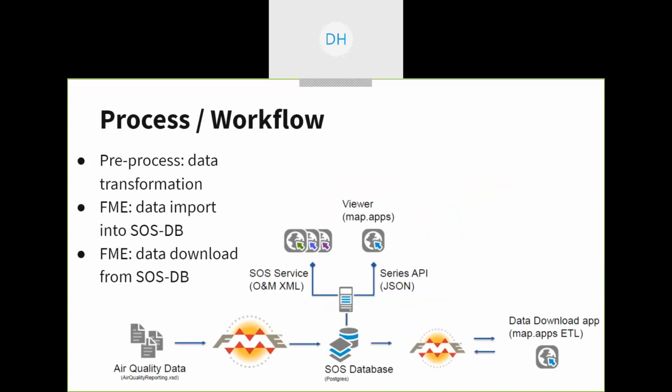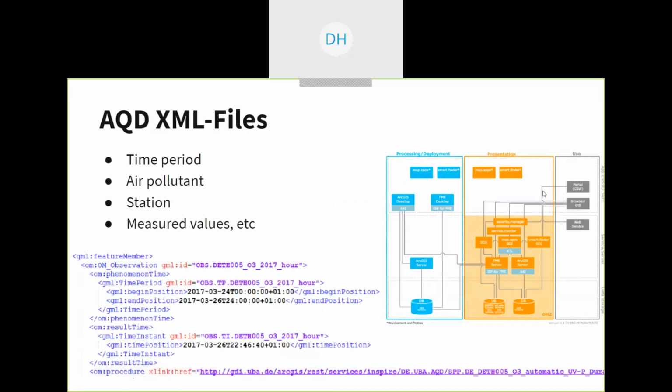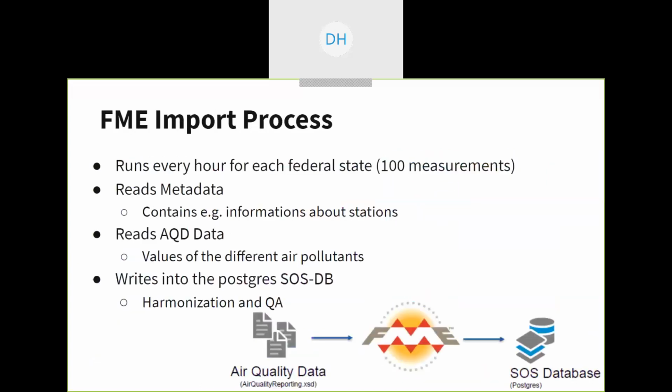FME is used to load the SOS Sensor Observation Service database, which can then provide those services to clients that way. And then FME provides the data download feed as well. So this is an example of some of the data coming in, the observations and measurements, GML, and that includes things like time period, air pollutant, station, measured values. So that runs every hour, and there's more than 100 measurements across every German federal state. So the states are the ones actually providing the data.